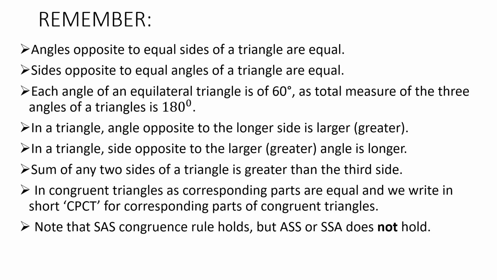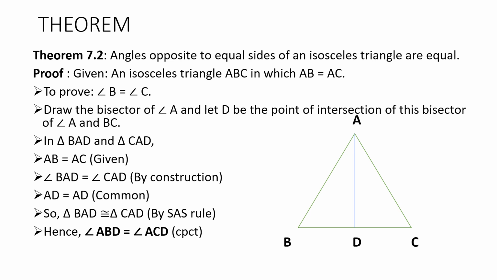In congruent triangles, as corresponding parts are equal, we write in short as CPCT, that means corresponding parts of congruent triangles. Also note that SAS congruence holds, but ASS and SSA do not always hold. We are going to prove some important theorems and then solve examples based on different congruence criteria.